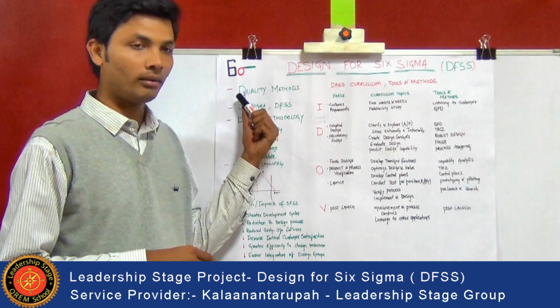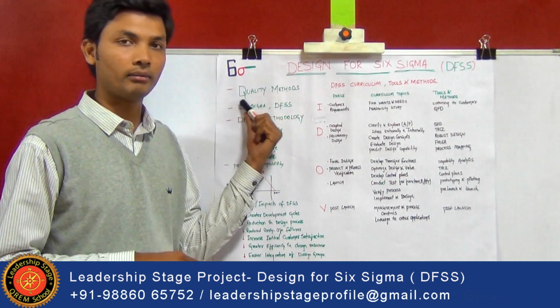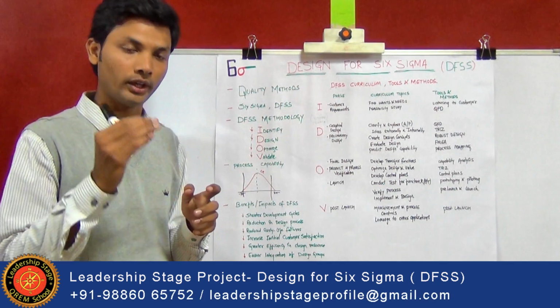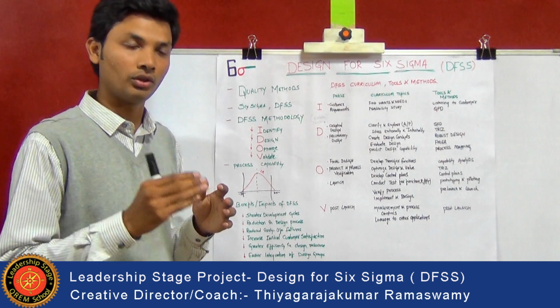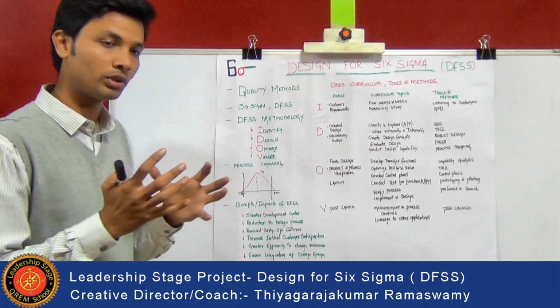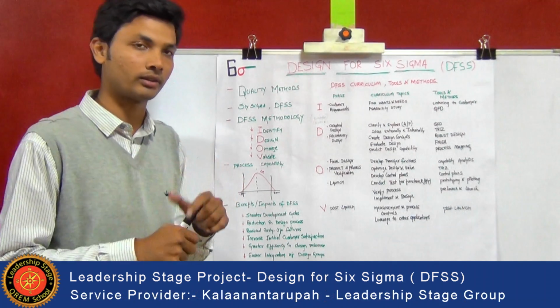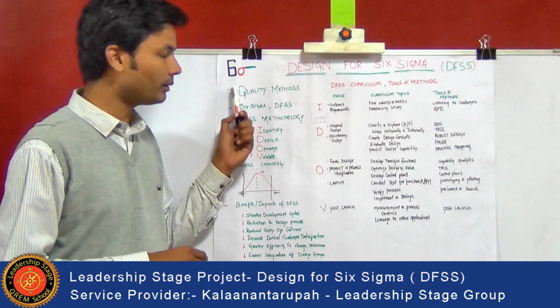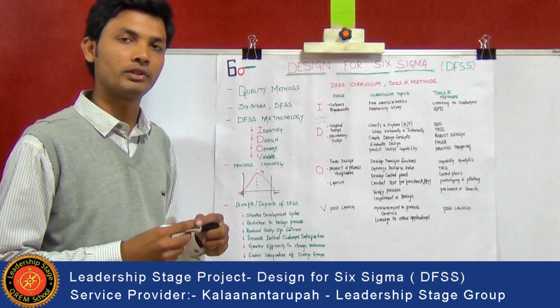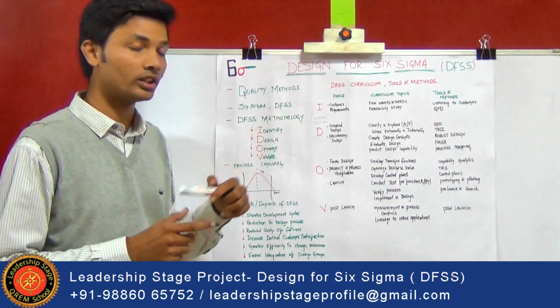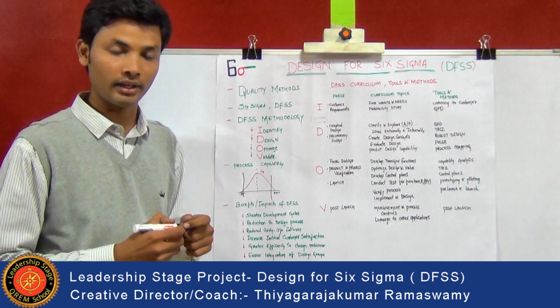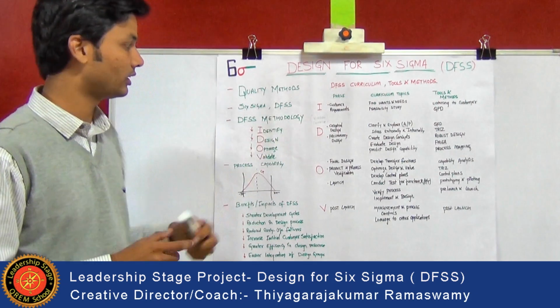So the whole purpose of the quality methods we use here is to reduce the defects as early as possible, to reduce the problems we have in the early stage of the product. In the industry, we have many methods which we actually use, like Six Sigma, DFSS, and the methodologies DMAIC and DMADV.